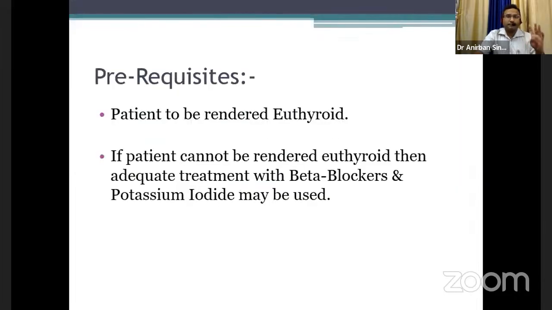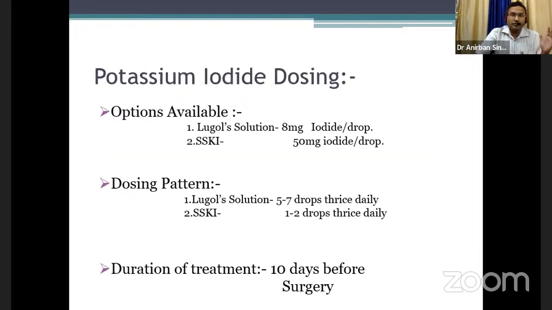There is a risk of remission is less. And again, just a few words on surgery, and I will stop my talk today. A patient who is rendered euthyroid can undergo surgery, otherwise it is a risk. Patients require adequate beta blocker, and potassium iodide is required, usually given as SSKI or Lugol's 5 to 7 drops 3 times daily.